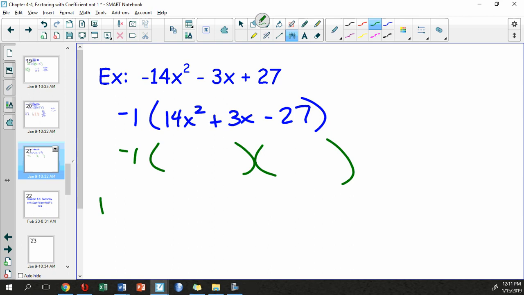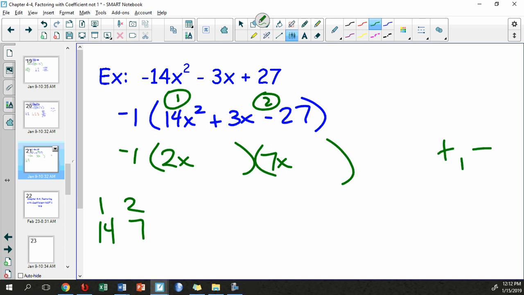What are the factors of 14? 1 and 14, 2 and 7. What should you use? So 2x, 7x. Then look at your last sign. What's my sign going to be? One's positive and one's negative. I'm going to hold off on my signs, and I'm going to find my factors of 27. That's 1 and 27 and 3 and 9.